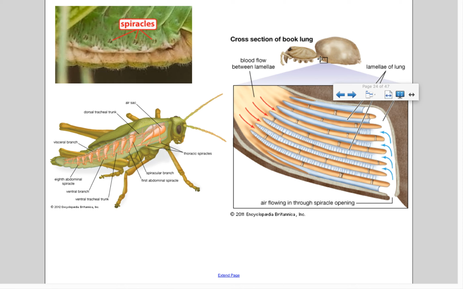Now, book lungs are found underneath the arachnids here, and you can see this tiny little opening, the spiracle, but they don't have tracheal tubes. They just have these stacks of book-like cells stacked on top of each other for surface area, and they take in oxygen and get rid of CO2.